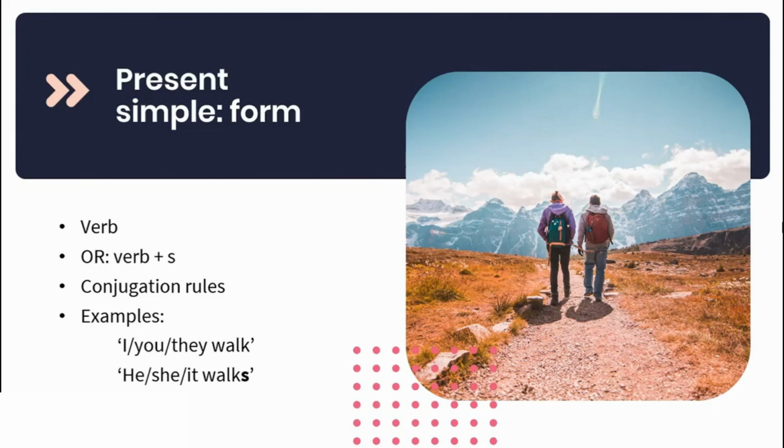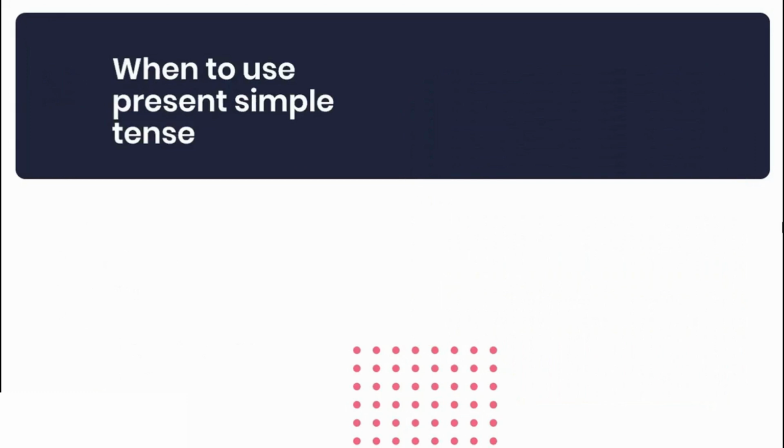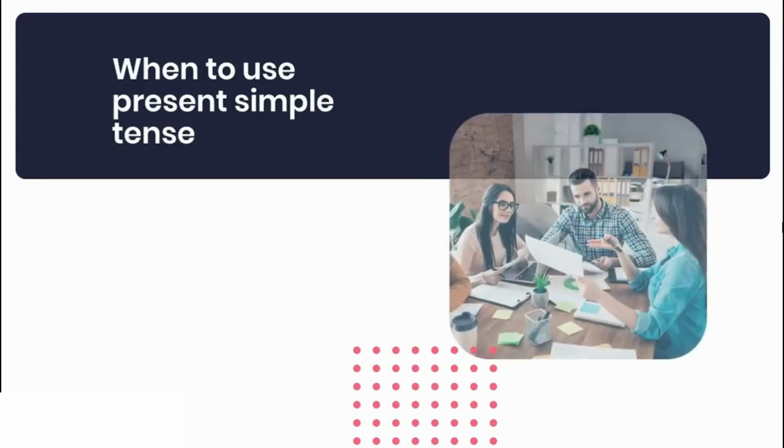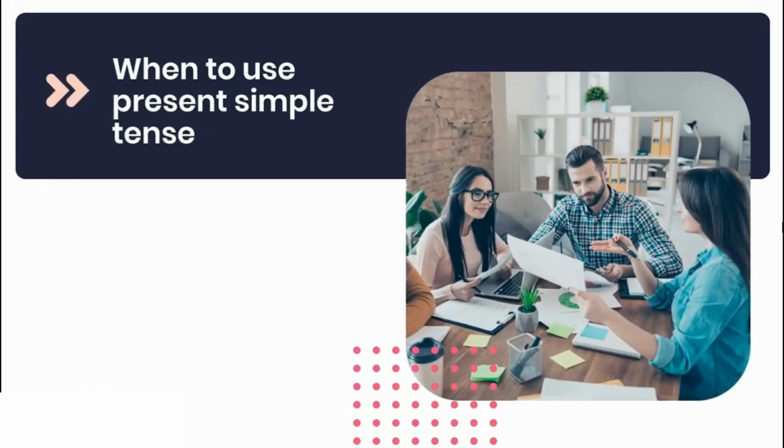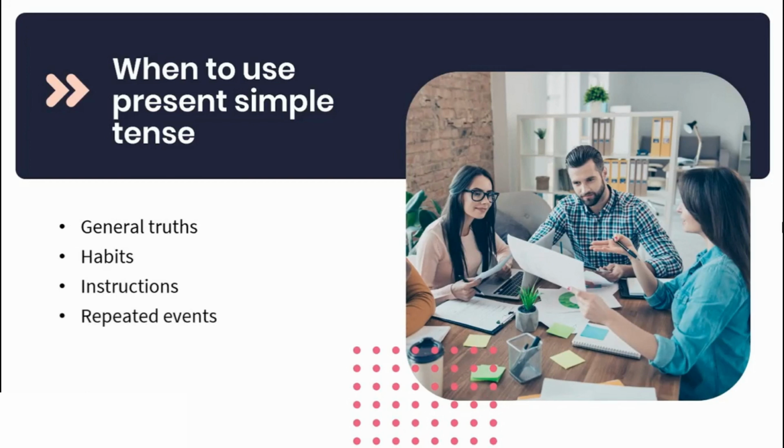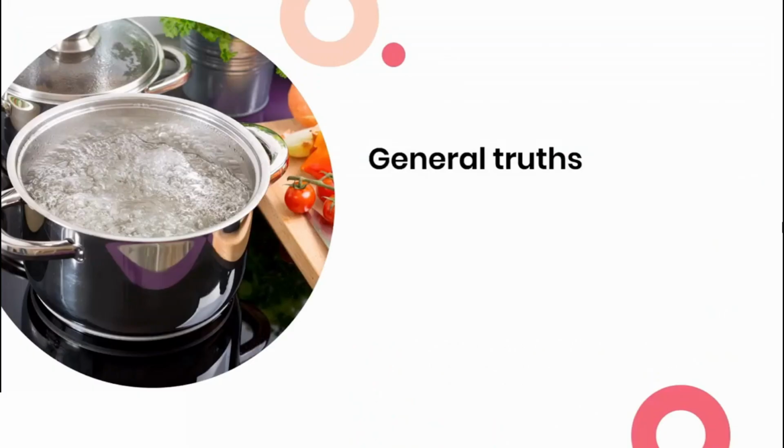As you can see, in present simple tense, he, she, and it give the verb the letter S at the end. You can use present simple tense in a lot of instances, like to talk about general truths, habits, instructions, repeated events, fixed arrangements.